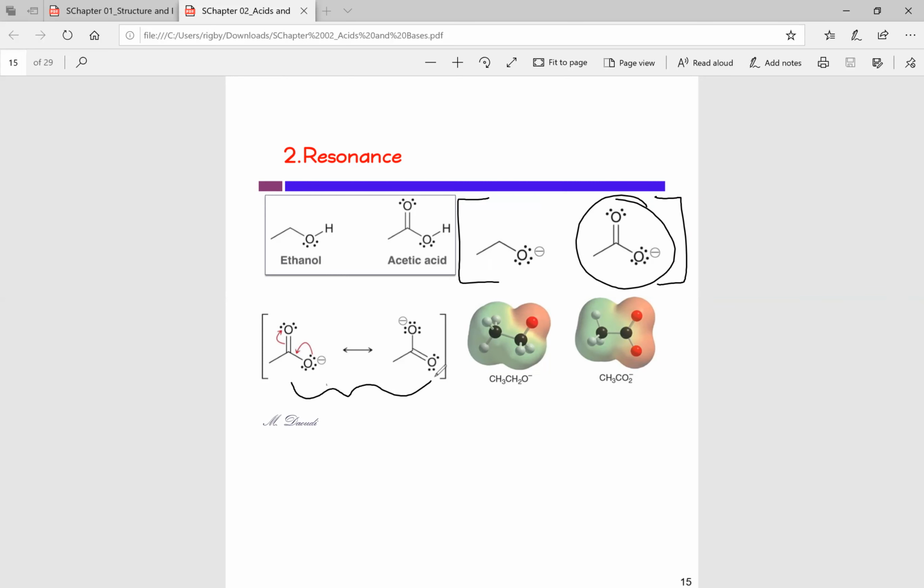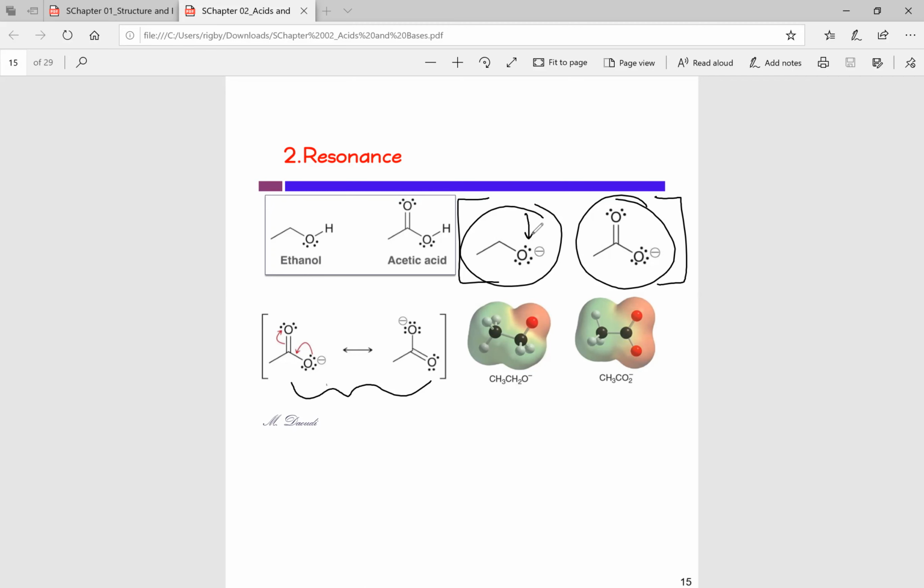In this way, the electrons are delocalized and the conjugate base is stabilized. On the other hand, this one here has no resonance structures, so all of its negative charge is on this one atom right here, which makes that atom more reactive and makes the conjugate base less stable. So the more resonance structures that you have, the stronger your acid is going to be, because the more stable your conjugate base is going to be.